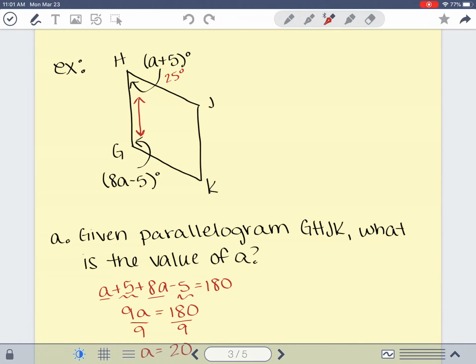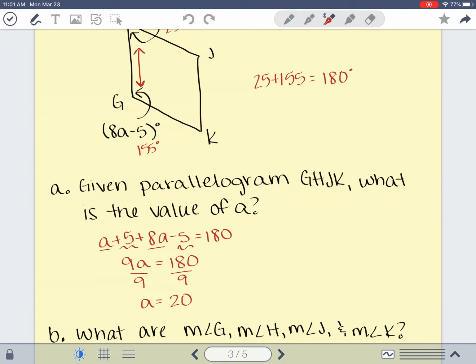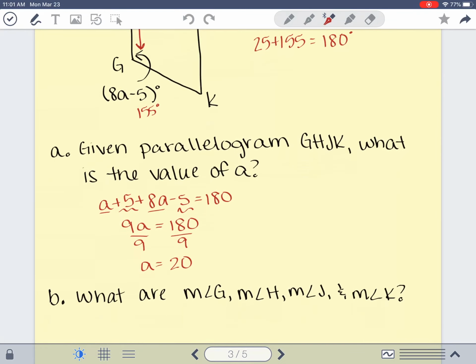8 times 20 is 160, minus 5 would give us 155. And if we add those two together, we do get 180 degrees, which is what we want. So we can always check to make sure that we did it correctly.